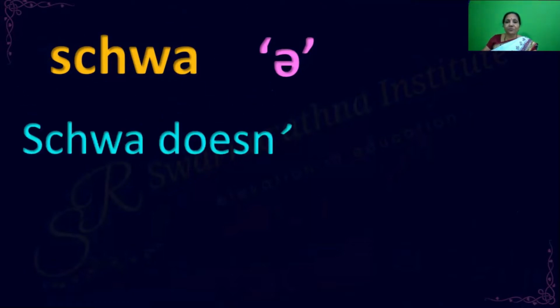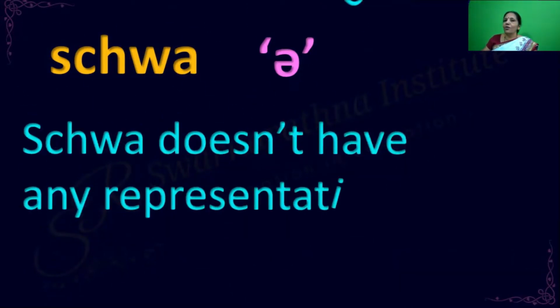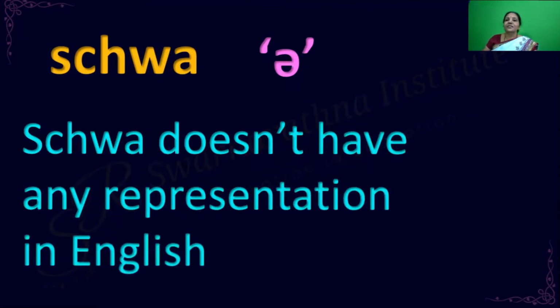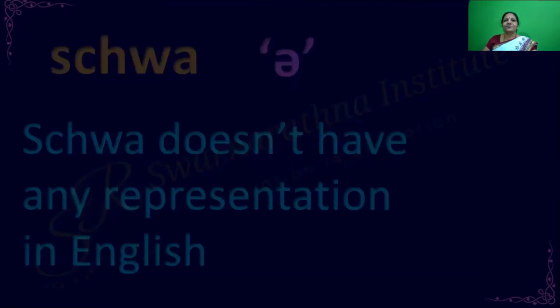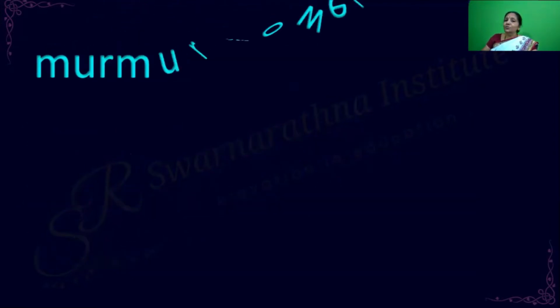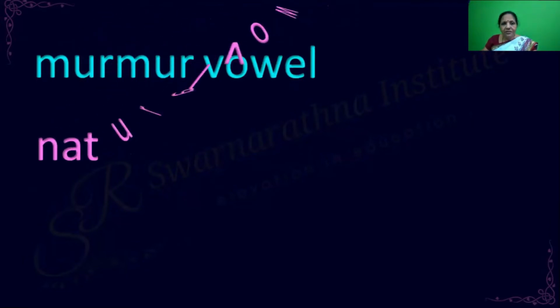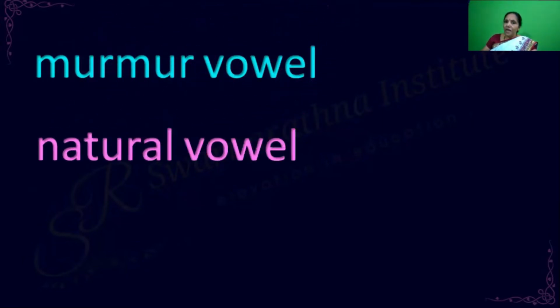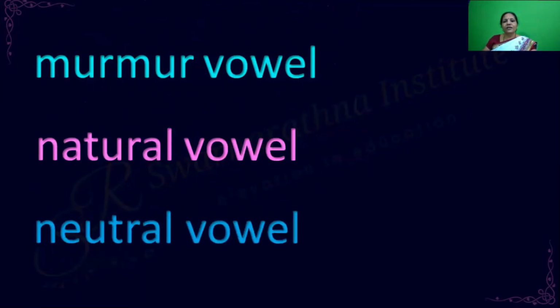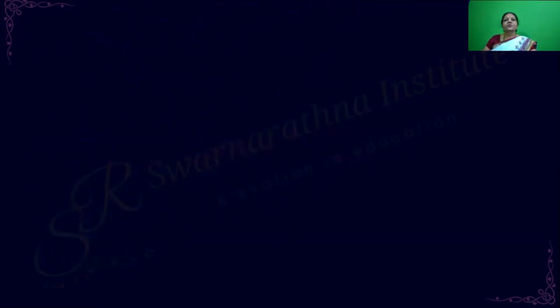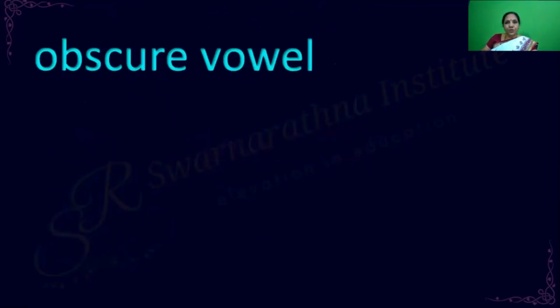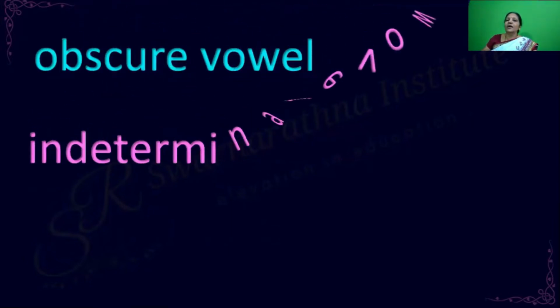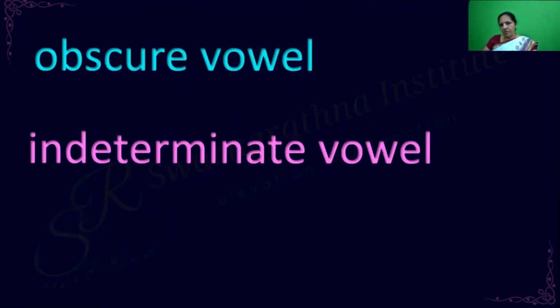But the funniest fact is, this representation is not from English letters. It is from IPA. English doesn't even have any representation for the sound which is the most used in English. It was called murmur vowel, natural vowel, neutral vowel, obscure vowel. It was also called indeterminate vowel.